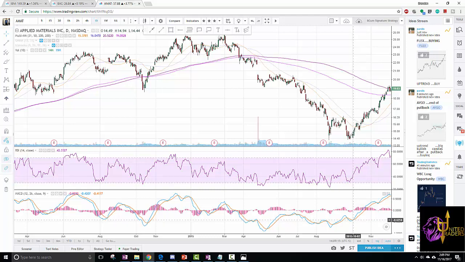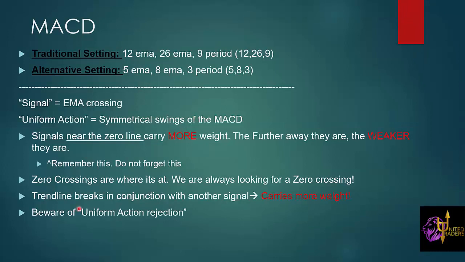So, clearly there's a bunch of false signals in here, and if you just blindly follow these crosses, you're not going to make money. You're going to lose a lot of money, especially if we're in a range-bound market. So remember this, signals near the zero line do carry more weight. The further away they are, the weaker they are. Zero crossings are my favorite. That is where the money is at. We are always looking for a zero crossing. We'll discuss that more in a minute.